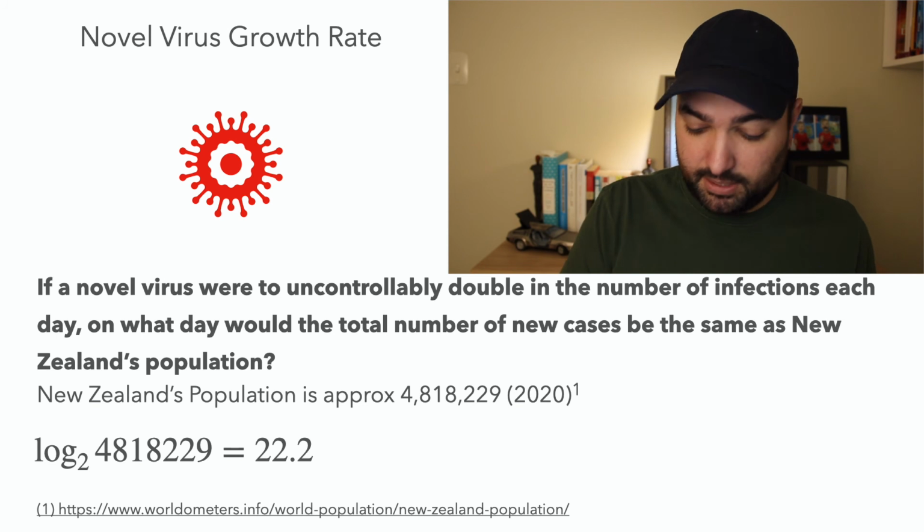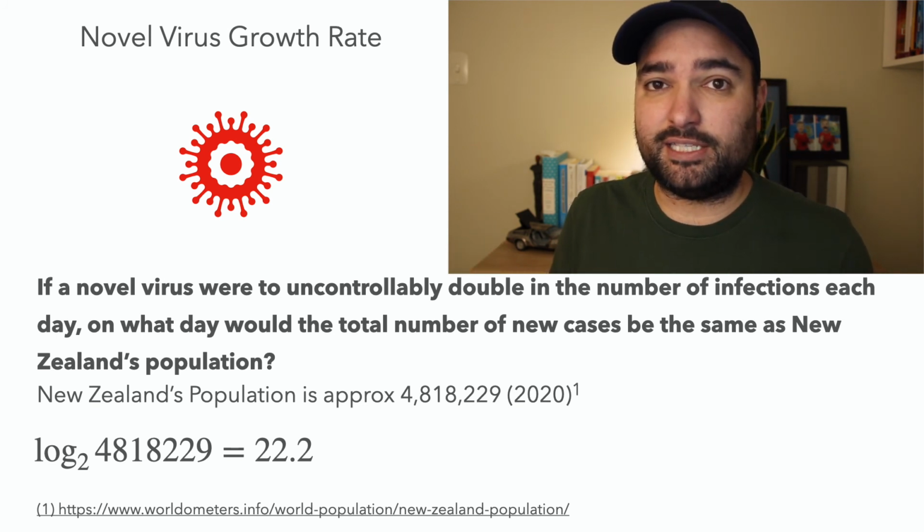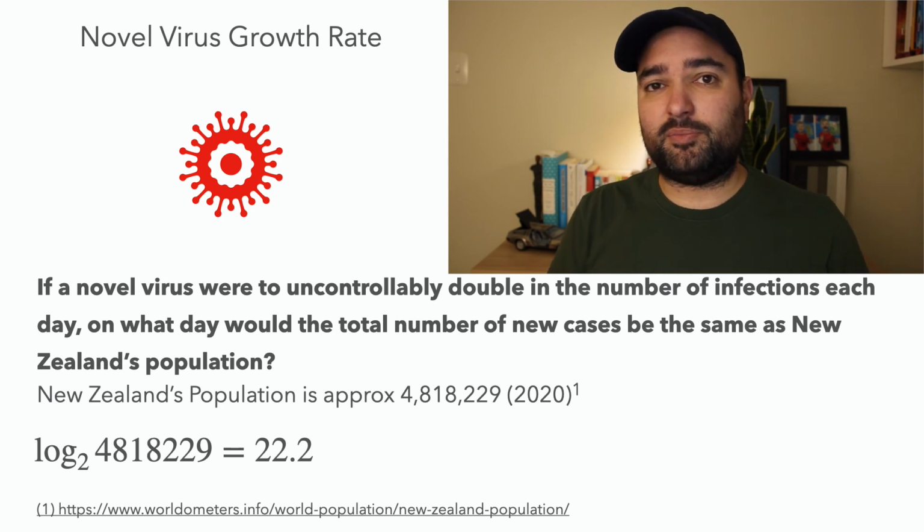So what does that mean? It means that after a little bit more than 22 days, the number of new cases would be the same as New Zealand's entire population. This is how you can use logs for some of these harder contextual problems.